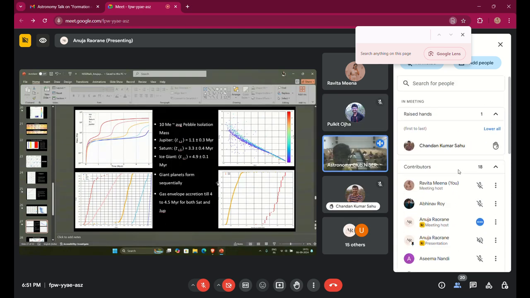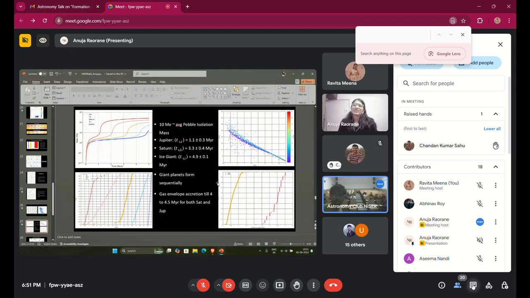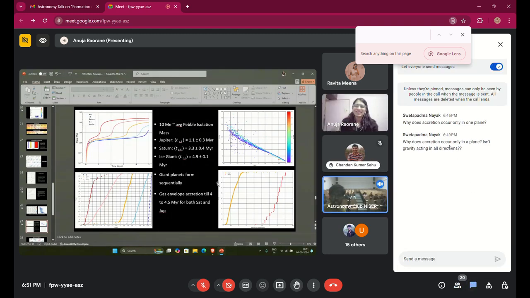We have a question in the chat. If you can see that, can you read it? Yes, why does the accretion occur only in a plane? Isn't gravity acting in all directions? That's a good question.